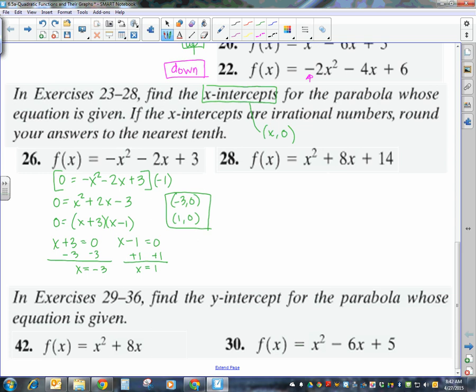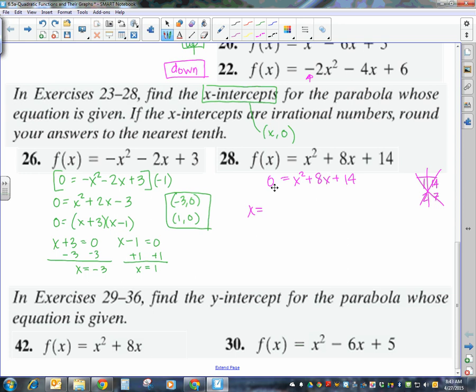Okay, let's look at the next one. F of x equals x squared plus 8x plus 14. So I'm setting it equal to 0. X squared plus 8x plus 14. Now to factor that, I'm looking for the factors of 14 that add up to 8. Well, the only factors of 14 are 1 and 14, 2 and 7, and neither of those add up to 8. Therefore, this thing cannot be factored, so I'm going to use the quadratic formula.